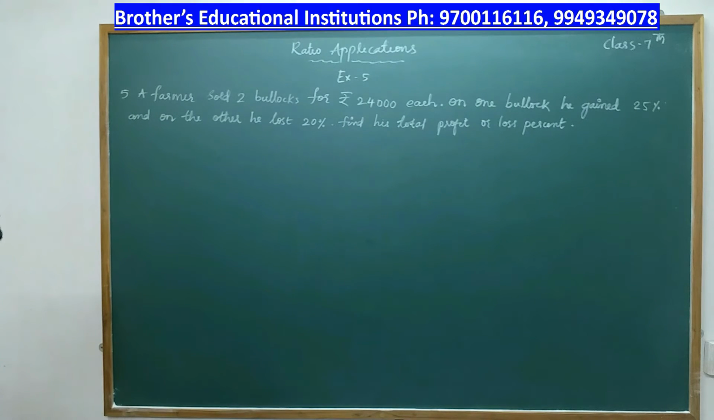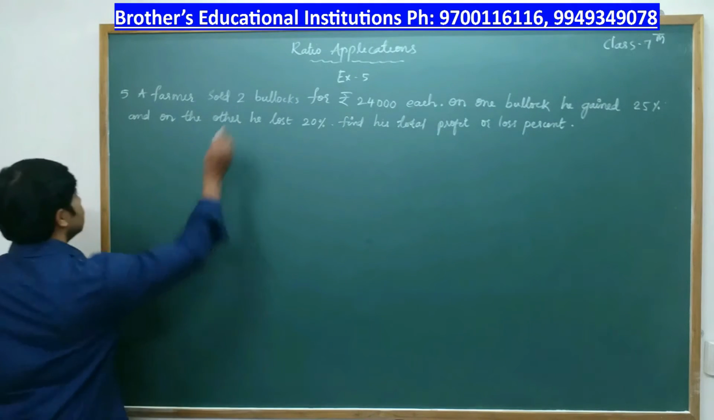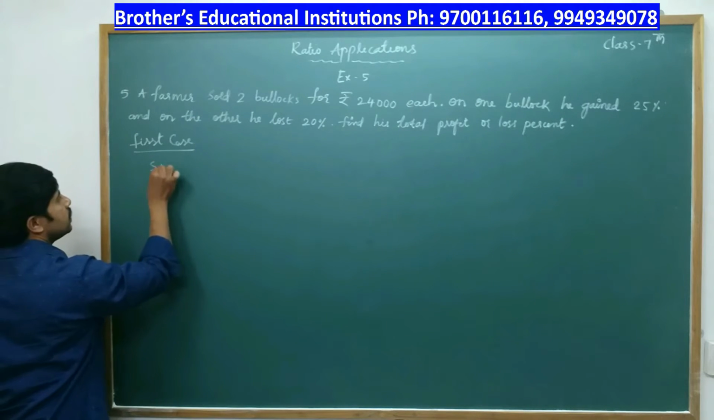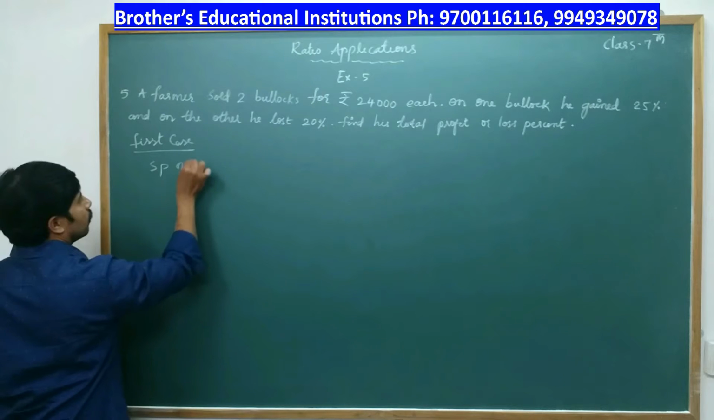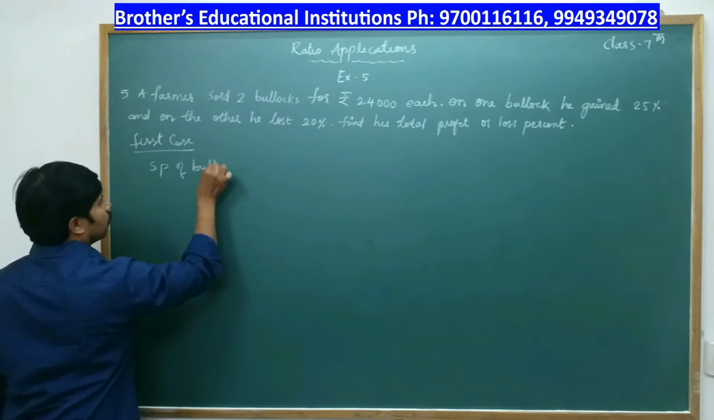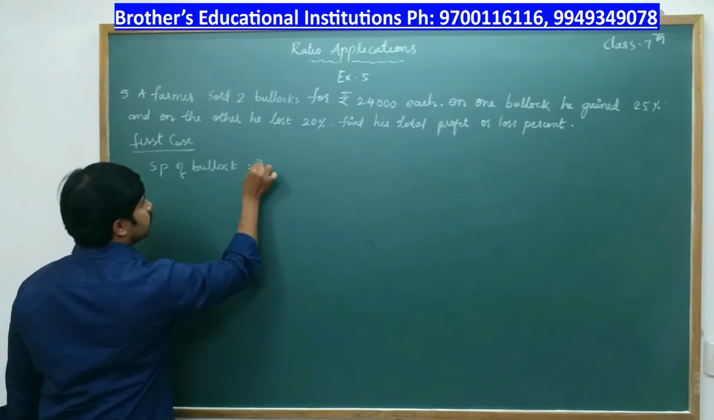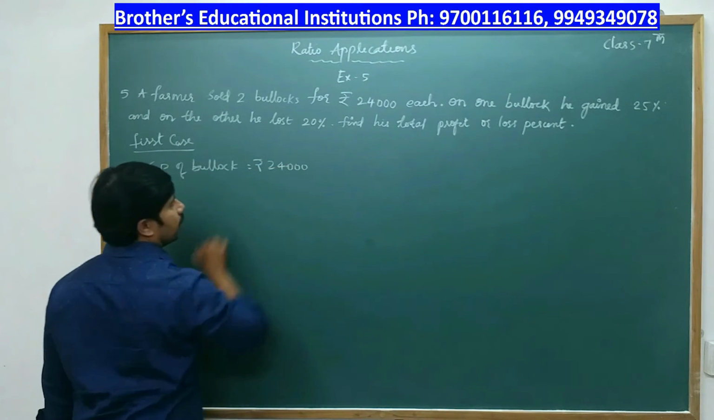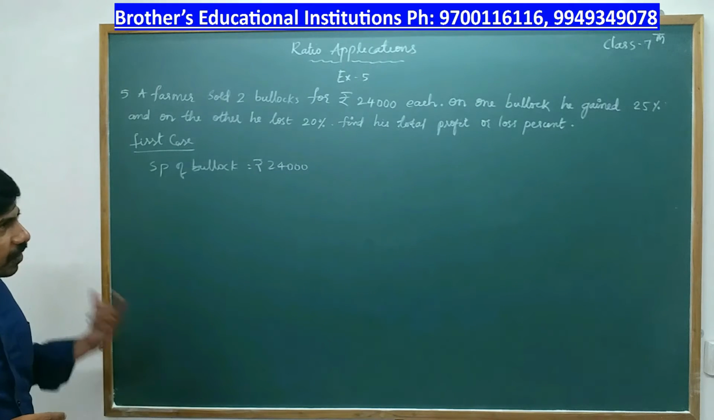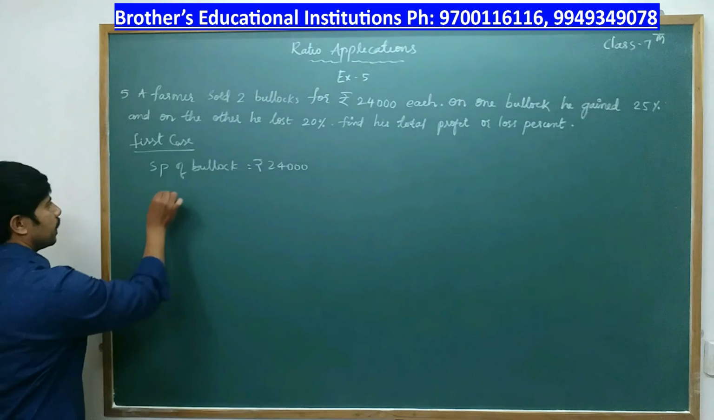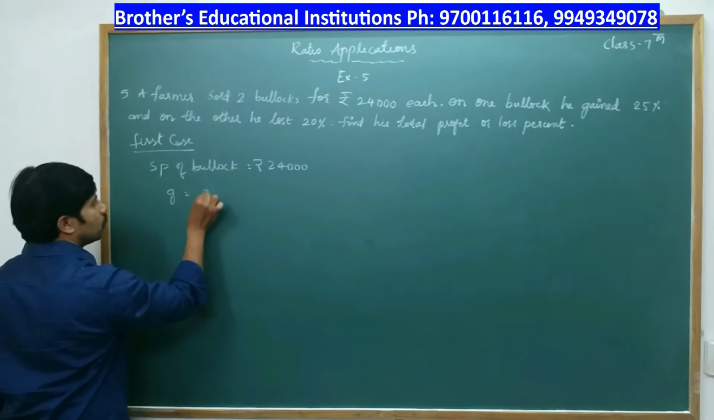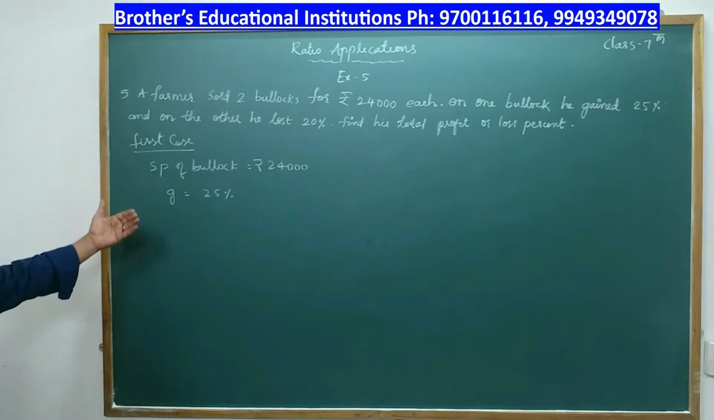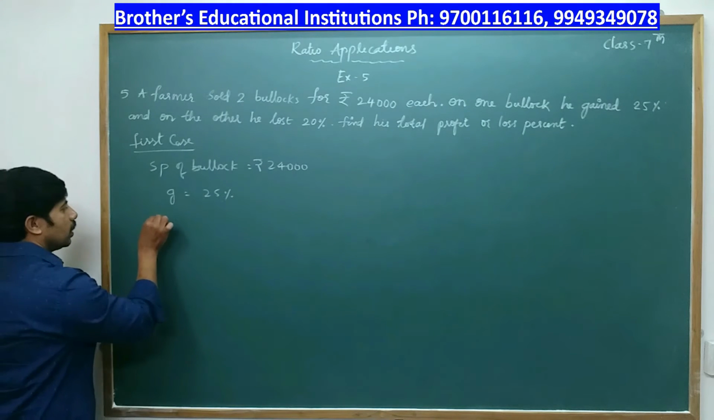So first we check for the first bullock. The selling price of the bullock is rupees 24,000. On the first one, he gained 25%. So gain is equal to 25%. Now we have selling price and gain. Now I'll find out the cost price.